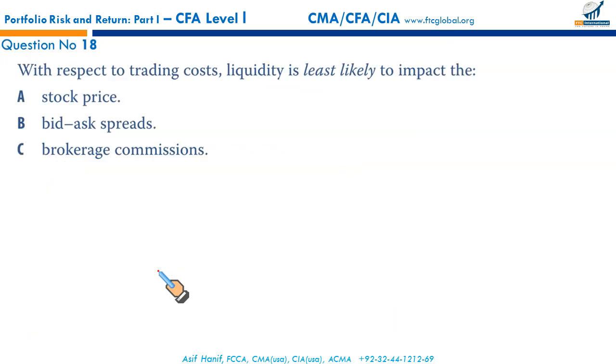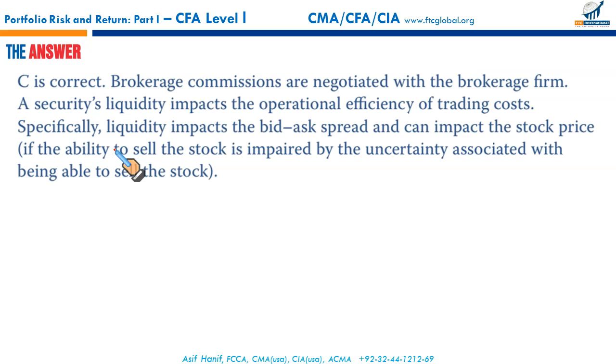Then we have question number 18. It says, with respect to trading costs, the liquidity is least likely to impact which of these? Stock price? Yes. Liquidity impacts the stock price. Bid-ask spreads? Yes. Liquidity impacts the bid-ask spread. We know that. Then it doesn't affect brokerage commission. Why? Because brokerage commissions are agreed upon with the brokerage firm. So this is least likely to be impacted. That makes C the correct option.